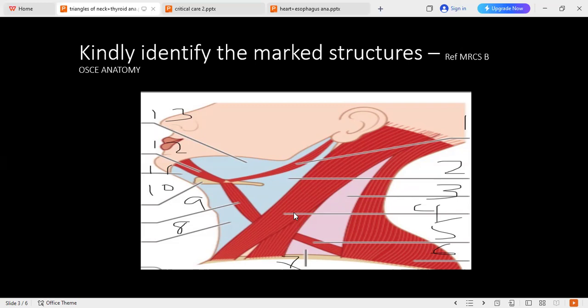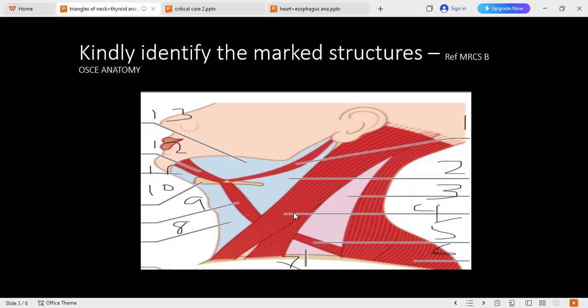Very good. So the anterior triangle is further divided into how many compartments, and by which structures? Four compartments, by the anterior belly of the digastric muscle and the superior belly of the omohyoid muscle. Very good. The submandibular, muscular, and the carotid triangle.